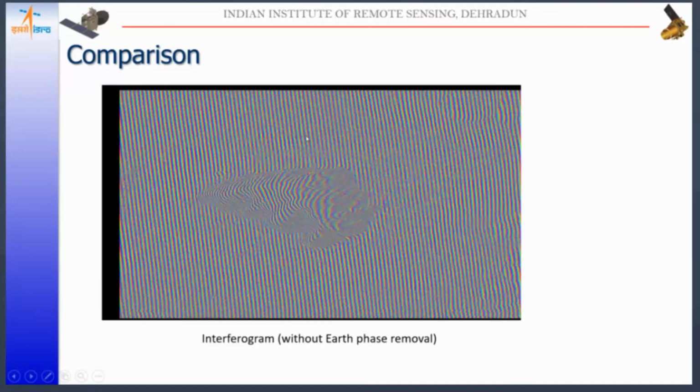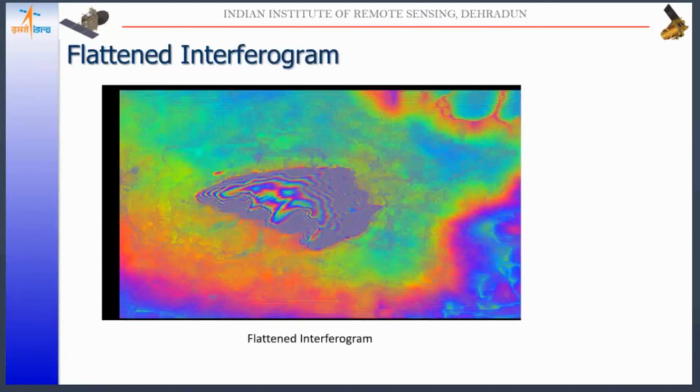That is removed by subtracting the flat earth phase, which is introduced due to the common slant range R. So after removing that flat earth phase, this is the flattened interferogram. So what we have done in three processes: first, we have done the co-registration. Then we have formed the interferogram. Then from the interferogram, we have subtracted the flat earth phase, which gives the flattened interferogram.